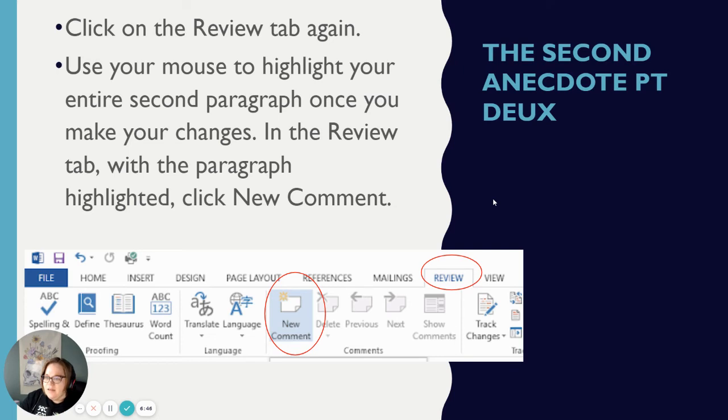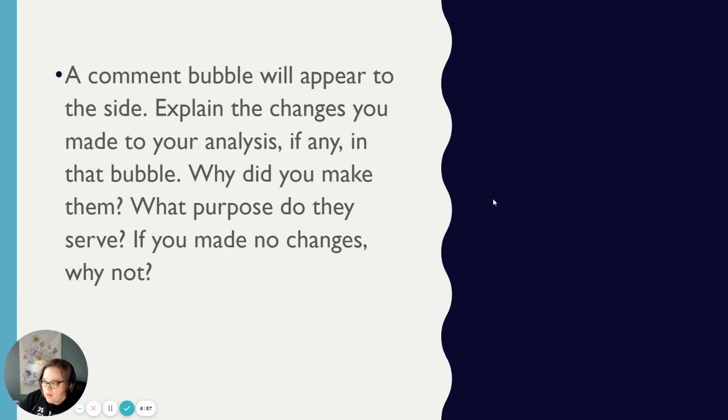All right. Now that you're done making those changes, once more, click on the Review tab and highlight all of your paragraphs that are in purple, and then hit New Comment. In your comment bubble, explain the changes you made to the analysis. Why did you make them and what purpose do they serve? If you made no changes at all, explain why you made none. Give me good reasoning about why you made no changes.